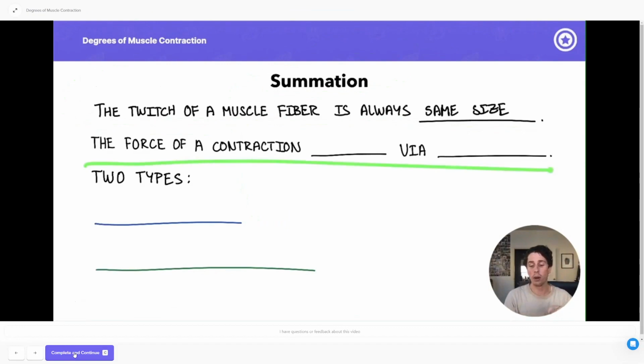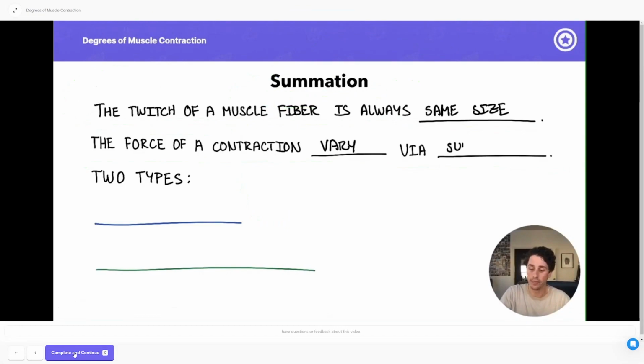And then another question to pose right here is the force of a contraction is blank via blank. And so the force of a contraction, does that contraction always stay the exact same force? Does the force vary? And if so, how does that happen? And so you guessed it, the force of a contraction isn't always the same. And so the force of a contraction is going to vary. And that is actually because of summation itself. So let's go ahead and write that in. So the force of a contraction will vary because of summation.